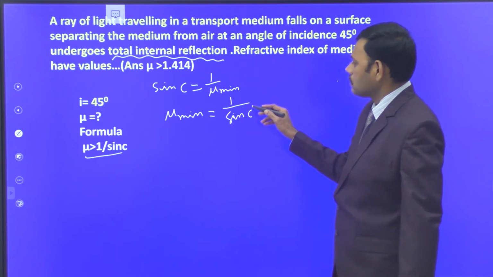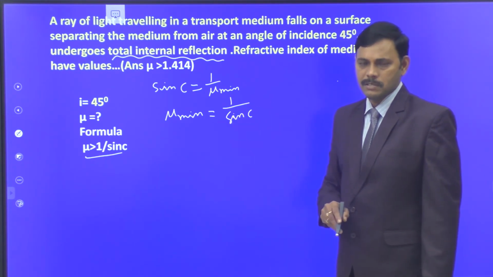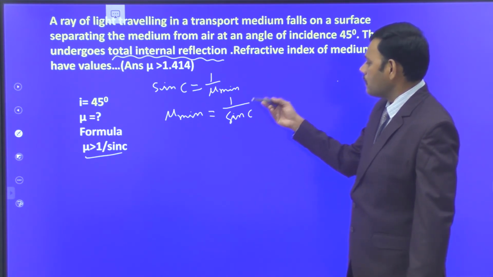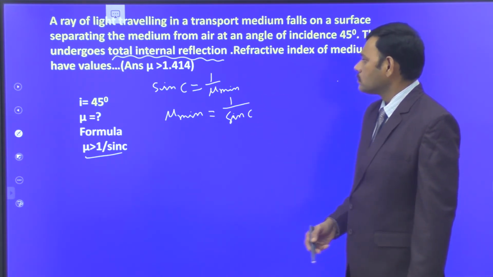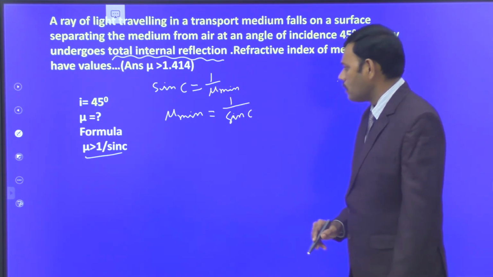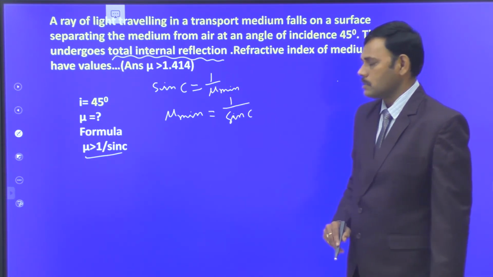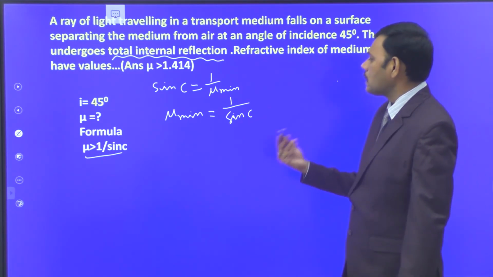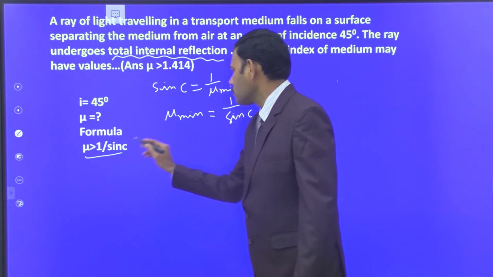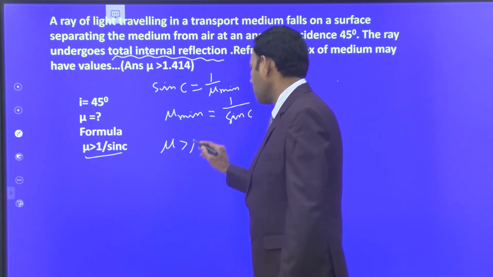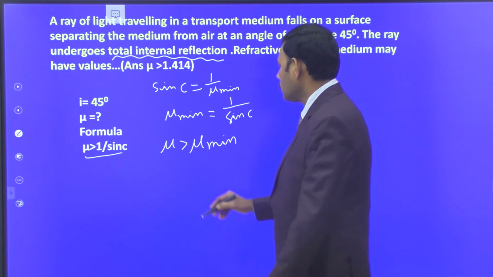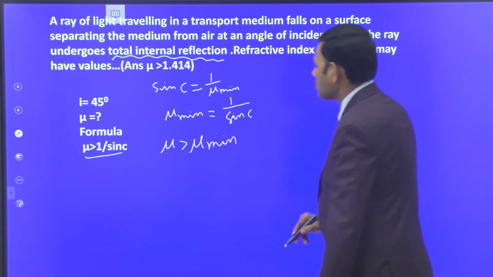We know that the critical angle is the angle of incidence for which the refracted ray has a 90 degrees angle of refraction. So at the critical angle, the condition is sin C is equal to 1 by mu minimum, or mu minimum is equal to 1 by sin C. To have total internal reflection, mu should be more than mu minimum. Then only you get total internal reflection for that denser medium. So this is the formula: mu greater than 1 by sin C.